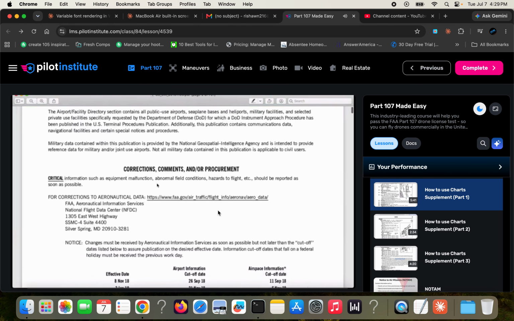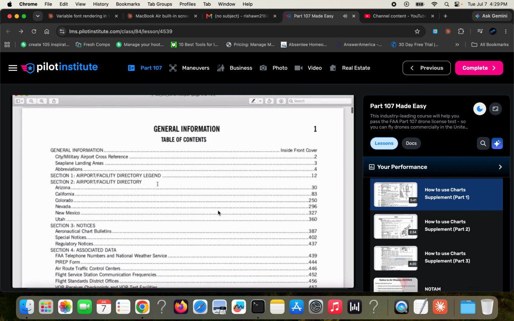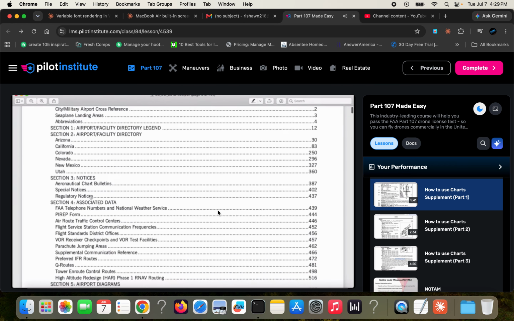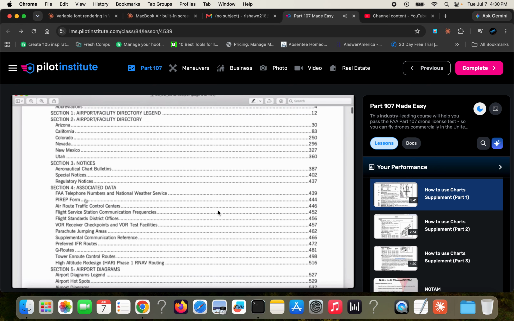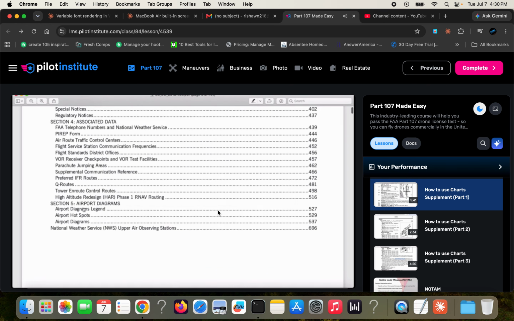And then we get to some general information. I'm not going to spend too much time in here, but then we get to the table of contents. This is where you can see the different sections, and you can see these are actually clickable, so you can go to each of the areas. Remember the legend, remember section 2, AFD, Airport Facility Directory, then some notices, then we have associated data, and remember I told you there's phone numbers and different things in here. This is all the different sections in here, so it's actually almost a little less than 100 pages associated with the section 4. And then section 5 is going to be airport diagram, airport hotspots, and then a legend as well.